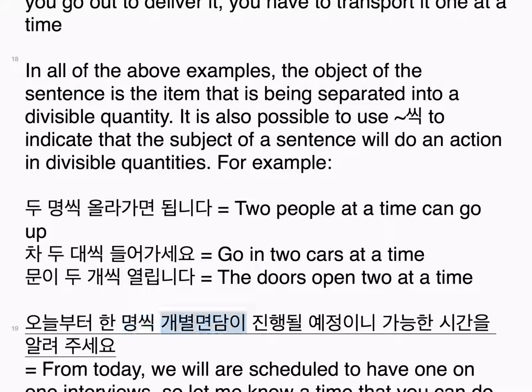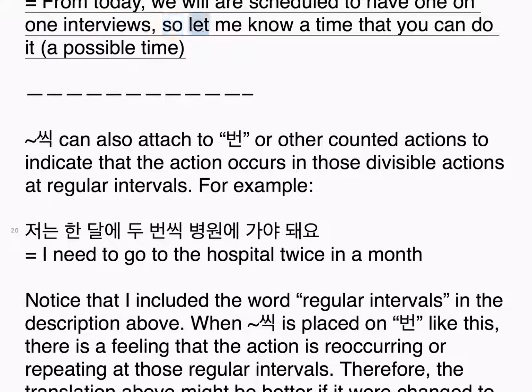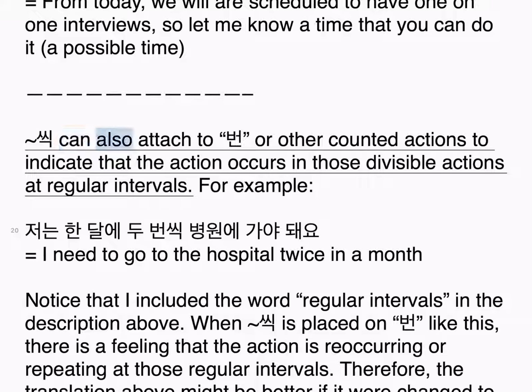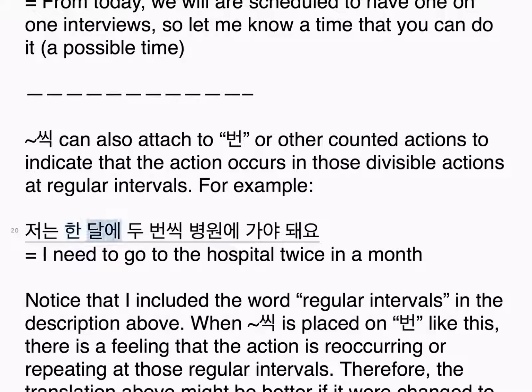오늘부터 1명씩 개별 면담이 진행될 예정이니 가능한 시간을 알려주세요. From today, we are scheduled to have one-on-one interviews, so let me know a time that you can do it, a possible time. 씩 can also attach to 번 or other counted actions to indicate that the action occurs in those divisible actions at regular intervals. For example, 저는 한 달에 2번씩 병원에 가야 돼요. I need to go to the hospital twice in a month.